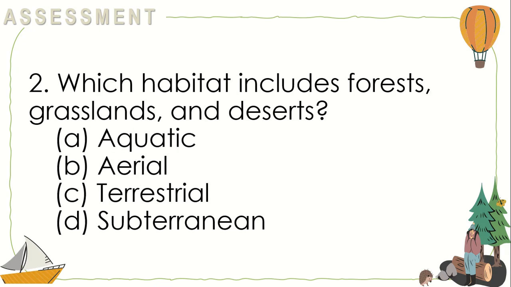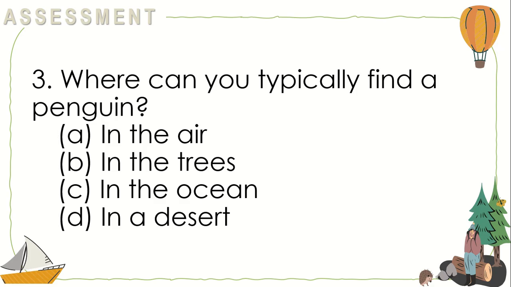Number 2. Which habitat includes forest, grasslands, and deserts? A. Aquatic, B. Aerial, C. Terrestrial, D. Subterranean. Number 3. Where can you typically find a penguin? A. In the air, B. In the trees, C. In the ocean, D. In a desert.